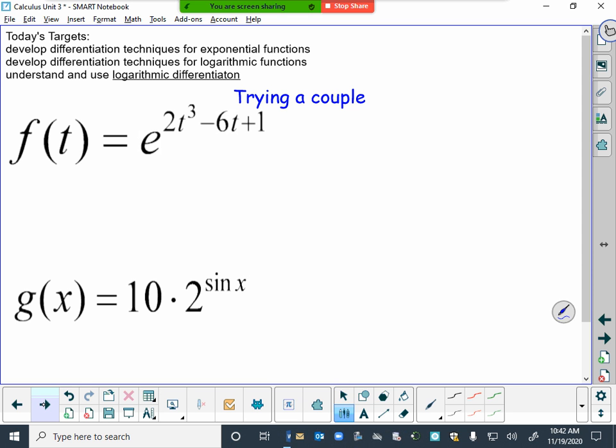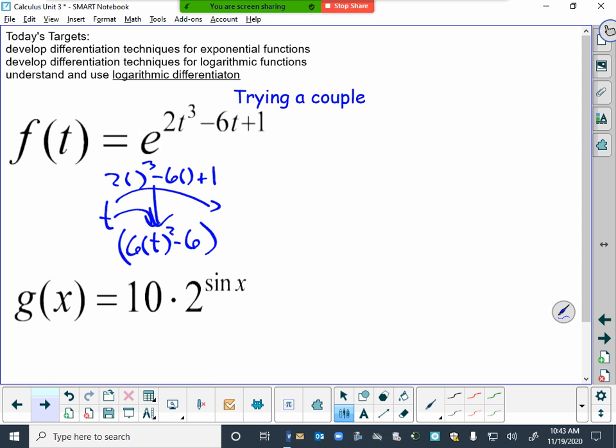So, for example, we start here with t, that's a polynomial, so 2t cubed minus 6t plus 1, and I can do that because I know the derivative will be 6t squared minus 6, and t loads into that.